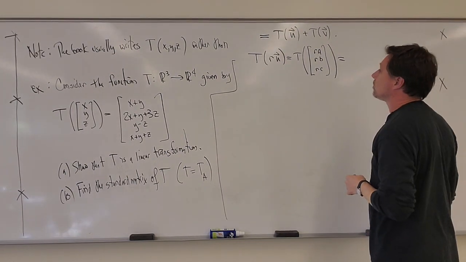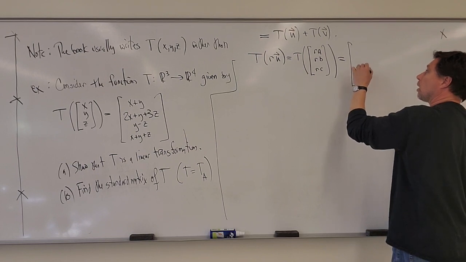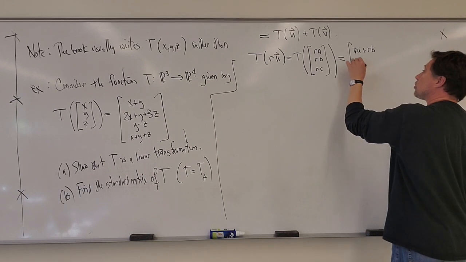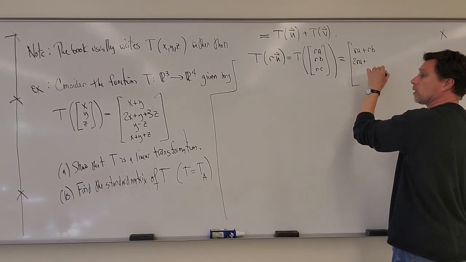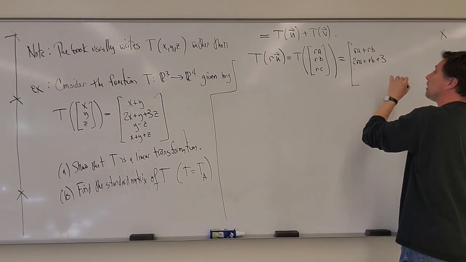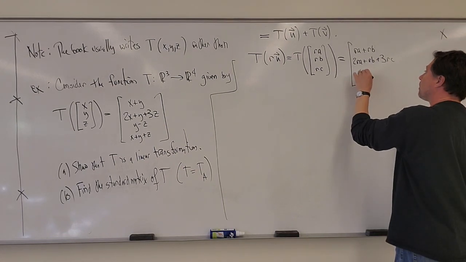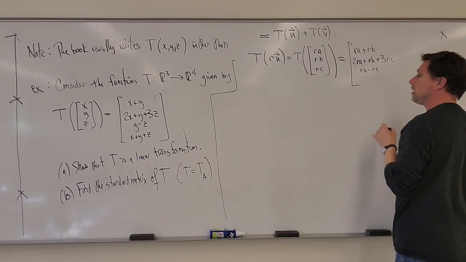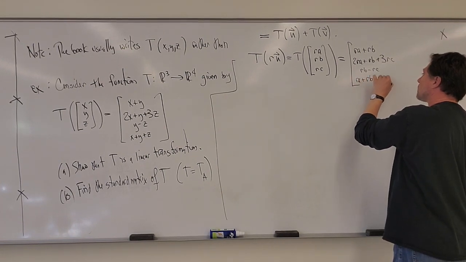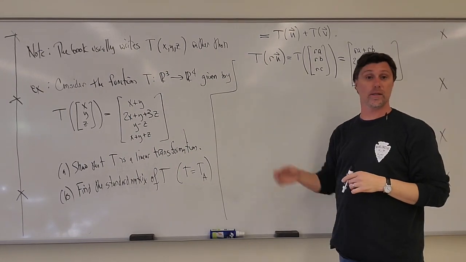And that's equal to, let's see, RA plus RB, 2RA plus RB plus 3RC. And then we're going to have RB minus RC. And then the last entry, RA plus RB plus RC. Okay, so that's what would happen if you plug R times U into this function.